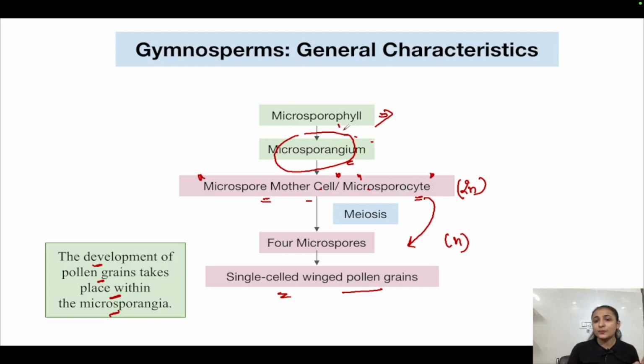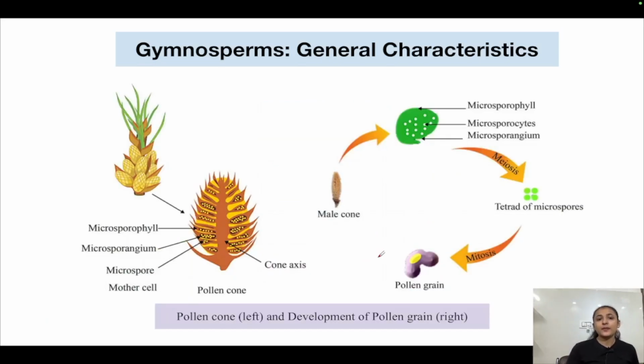So the microsporangium was present on the microsporophyll, and inside this microsporangium the development of these pollen grains takes place. Pollen grains are also haploid because microspores are haploid. So as you can see in this image, these are the male cones which are present in this gymnosperm plant. If we see the LS of this male cone, or pollen cone as we can also call it, you can see this is the axis.